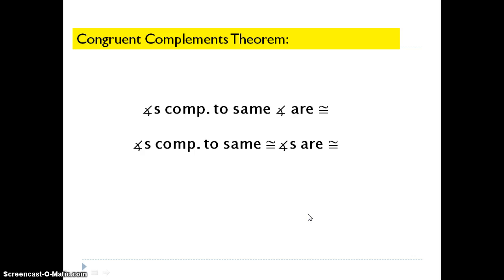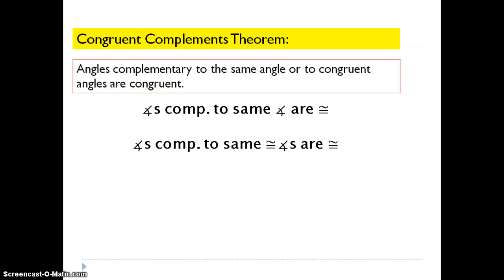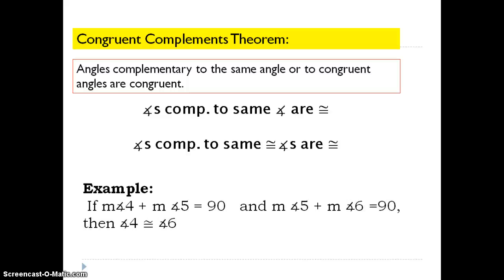The same thing works for complements. The congruent complements theorem says that angles complementary to the same angle or two congruent angles are going to be congruent. So if two angles are complementary to the same angle, then those two angles are congruent. Here's an example. If the measure of angle 4 plus the measure of angle 5 is equal to 90, and the measure of angle 5 plus the measure of angle 6 is equal to 90, since 4 is added to 5 and 6 is added to 5 to get 90 each time, we can say that 4 and 6 are congruent.